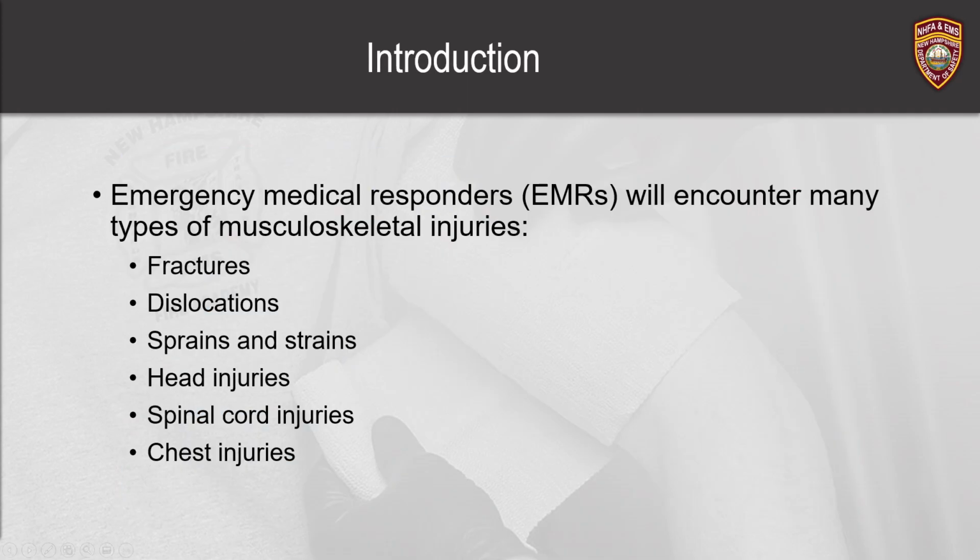So as an EMR, you will encounter many different types of musculoskeletal injuries. Some of the stuff that we're going to talk about tonight includes fractures, dislocations, sprains and strains. We're going to dig into head injuries, specific spinal cord injuries and management, and a little bit about chest injuries, so injuries to the chest wall and the breathing mechanism.